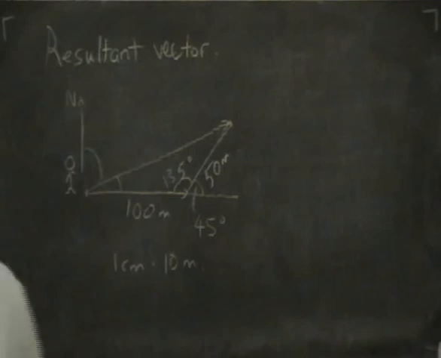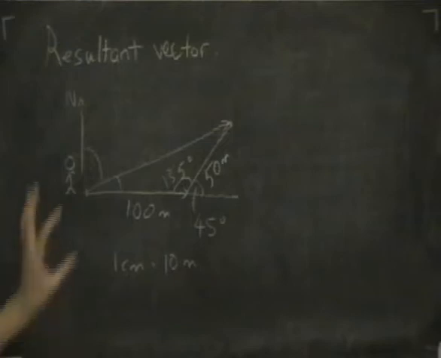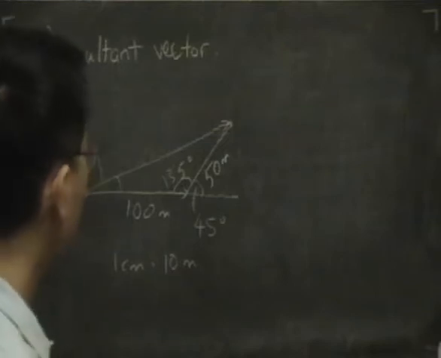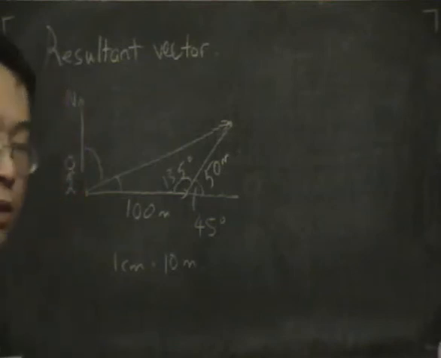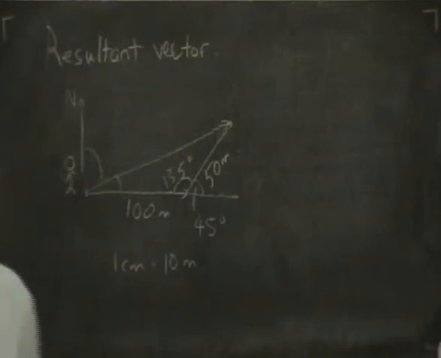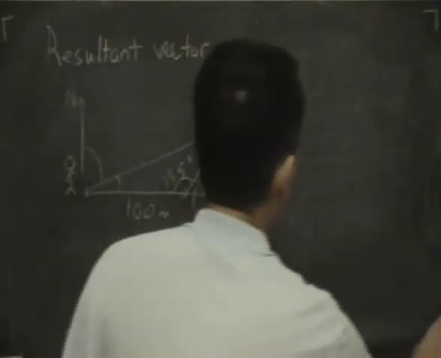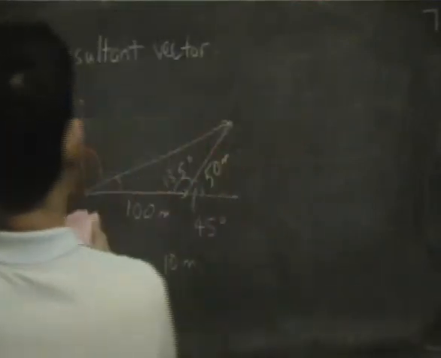Alright, let's move on from there. So this is called the triangle law of addition. Let's look at another example.